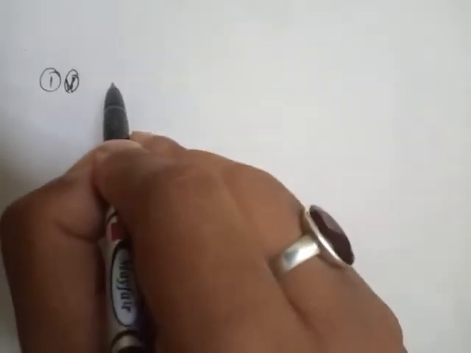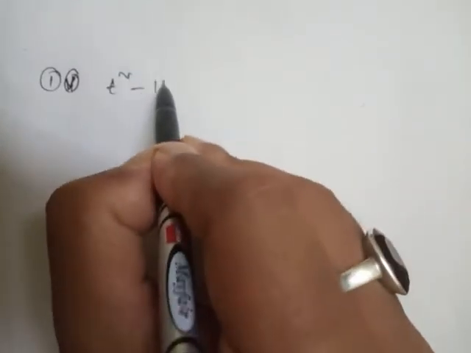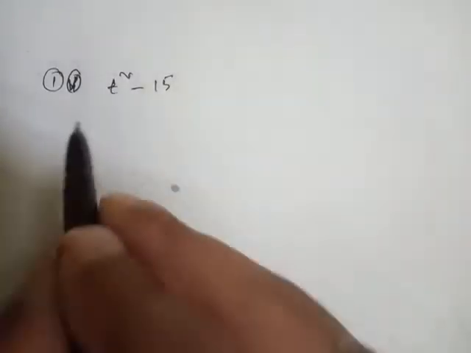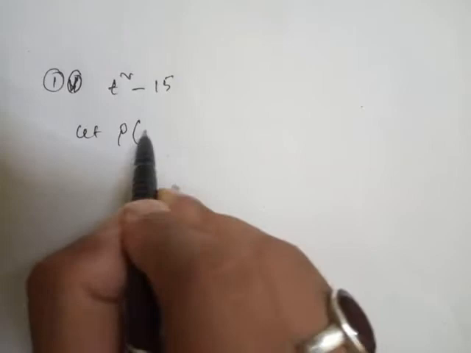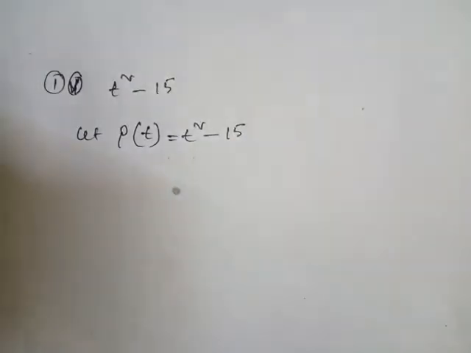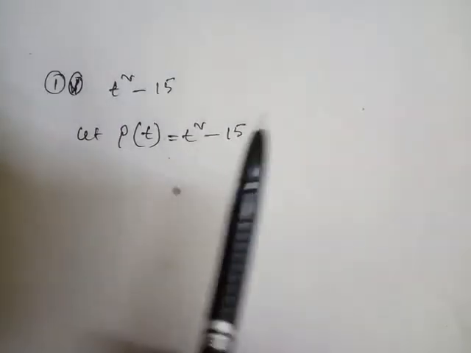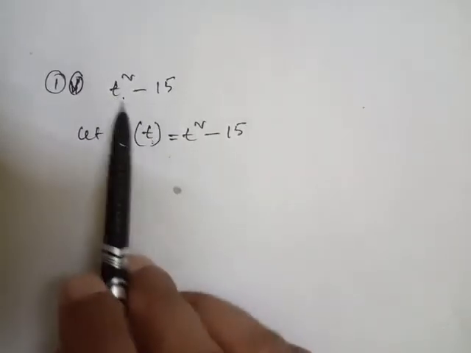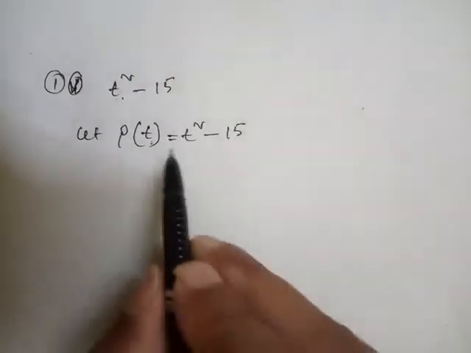Now student, we're going to solve the exercise 1 Roman 5. The question is t square minus 15. This is the question. So since it is t, we'll write here let p(t) equal to t square minus 15. As I already told in the last video, if it is x here, then we'll write here x. If it is u, then we'll write here u. If it is t, then we'll write here t. So p(t) equal to t square.